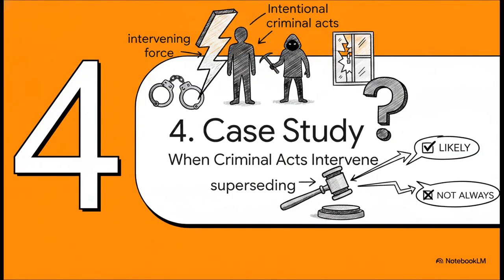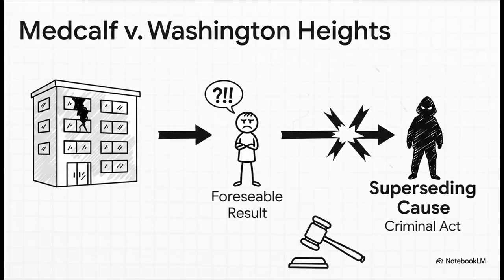Okay, let's add another layer of difficulty here. What happens when the intervening force isn't an accident, but an intentional or even a criminal act? Now, courts are often way more likely to call these superseding, but not always. So in Metcalf vs. Washington Heights, a condo's intercom system was broken. This forced a guest to wait outside where she was tragically assaulted. The court ruled that the assault was a superseding cause. Why? The risk of a broken intercom is being annoyed, getting rained on, maybe being late. It's not creating the conditions for a violent criminal attack. The court said that connection was just too thin, too remote.